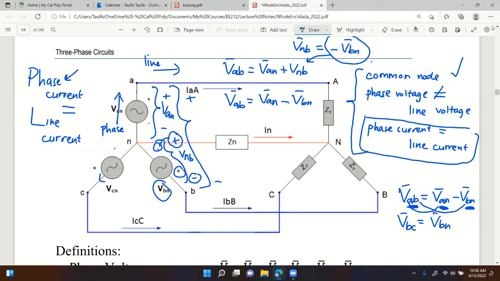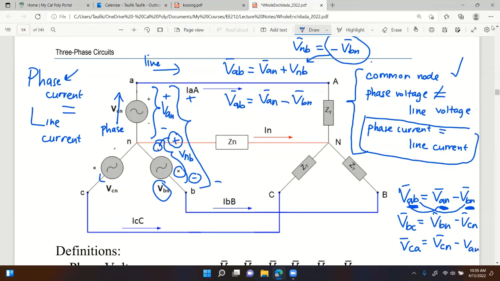VBN minus VCN, right? If you follow the subscript. What about the last one, VCA? Can you guess what VCA is equal to? Anybody? VCN minus VAN. Yes.